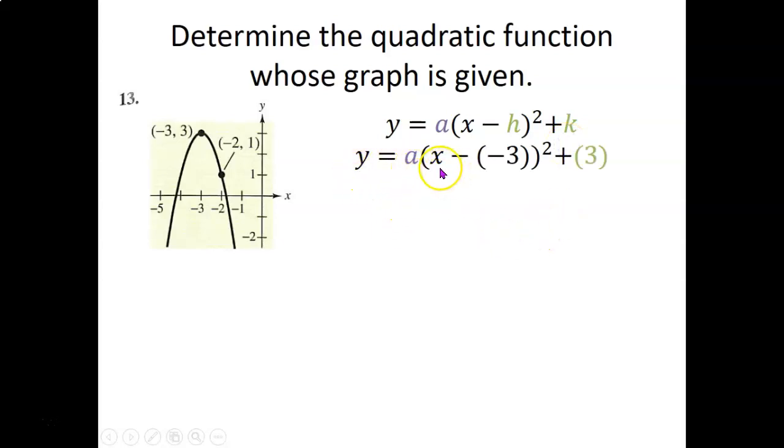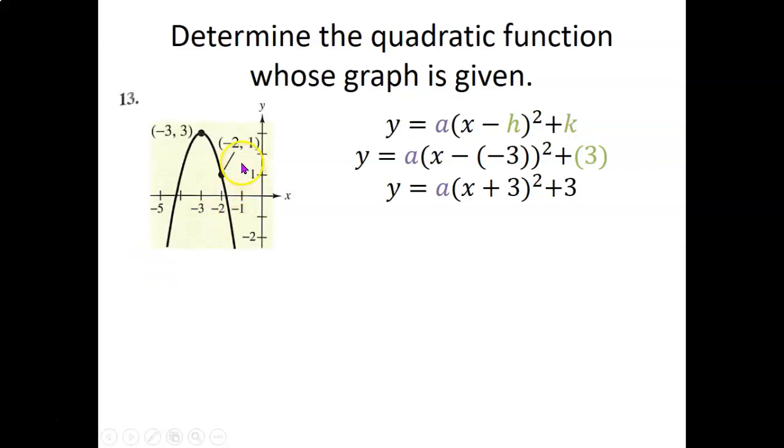Y equals a times x minus -3 squared plus 3. And instead of writing minus a negative, I'll write it as plus a positive. Y equals a times x plus 3 squared plus 3. Now to finish finding what a is, we need another point.